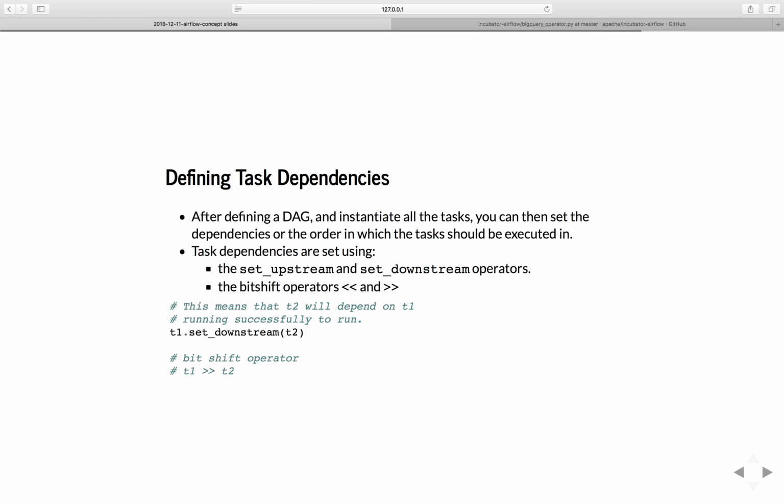Next, we talk about defining task dependency. If you watched my previous video, we have talked about it. After defining your workflow, your DAG, and instantiating all the tasks, you can then set the dependency, or the order in which tasks should be executed. Task dependency is set either using the set_upstream or set_downstream operator, or the bitshift operator.